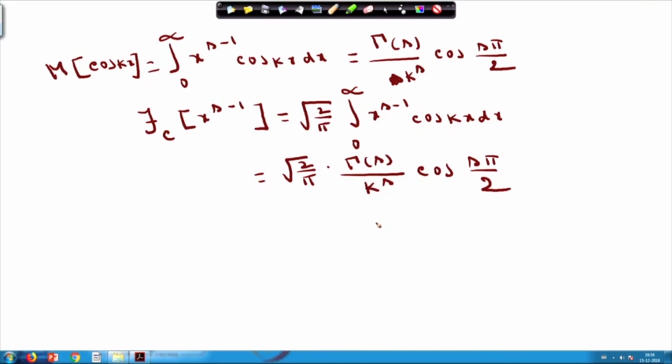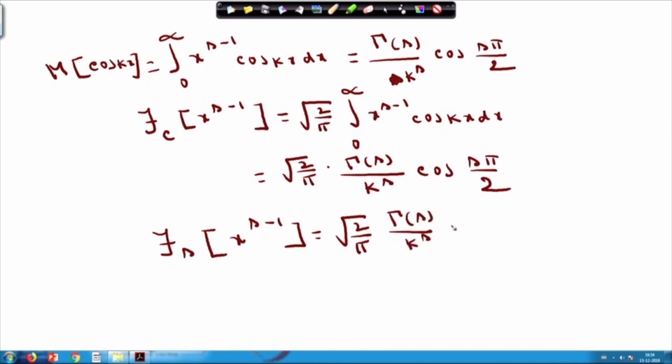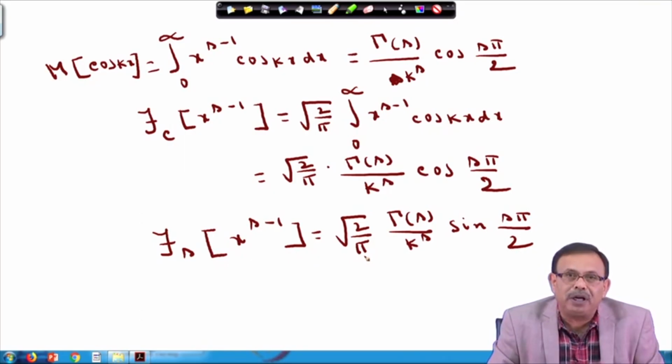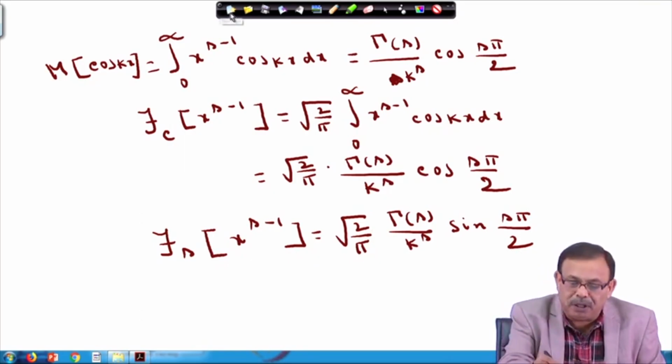So, using the Mellin transform of cos kx, I can find out the Fourier cosine transform of x to the power s minus 1, and similarly you can prove that the Fourier sine transform of x to the power s minus 1 will be equal to root over 2 by pi gamma s by k to the power s into sin of s pi by 2. In the same way, using the Mellin transform of sin kx, we can prove that the Fourier sine transform of x to the power s minus 1 equals root over 2 by pi gamma s by k to the power s into sin s pi by 2.